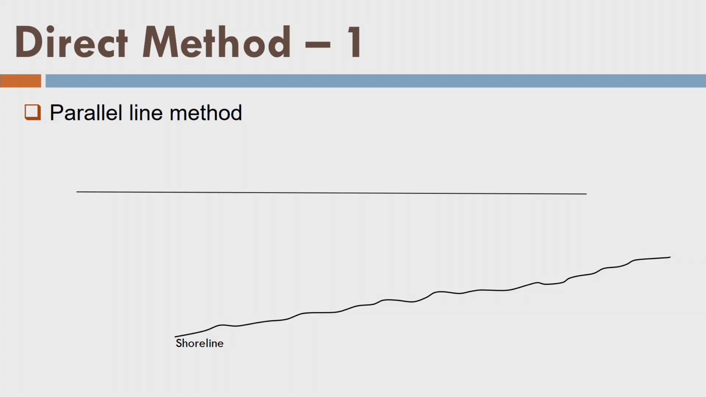So this is our first direct method, where we observe the position of the sounding location by direct observation. That means we are observing angle or distance directly from an instrument and recording it. And this method is the parallel line method. In the parallel line method, you can see there is a shoreline and there is some line which appears as a horizon. That means it could be the other bank of the river or water body.